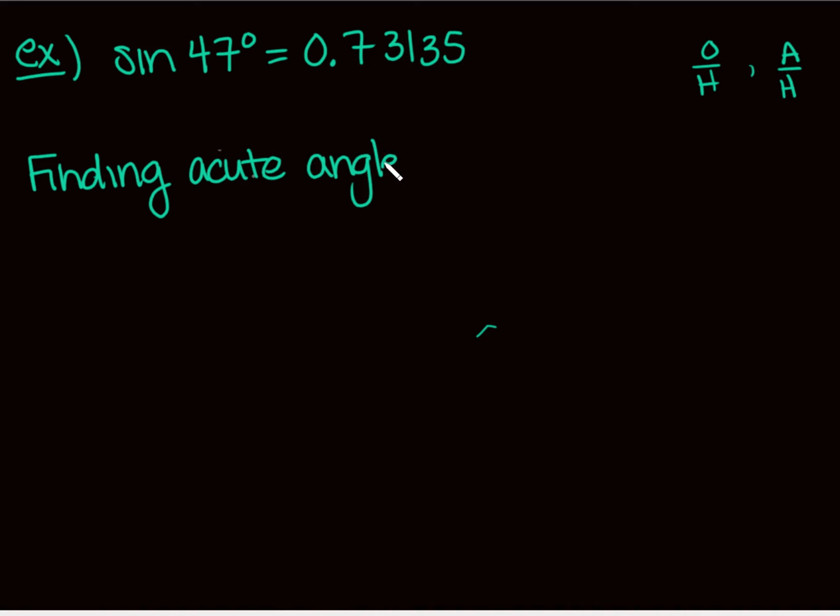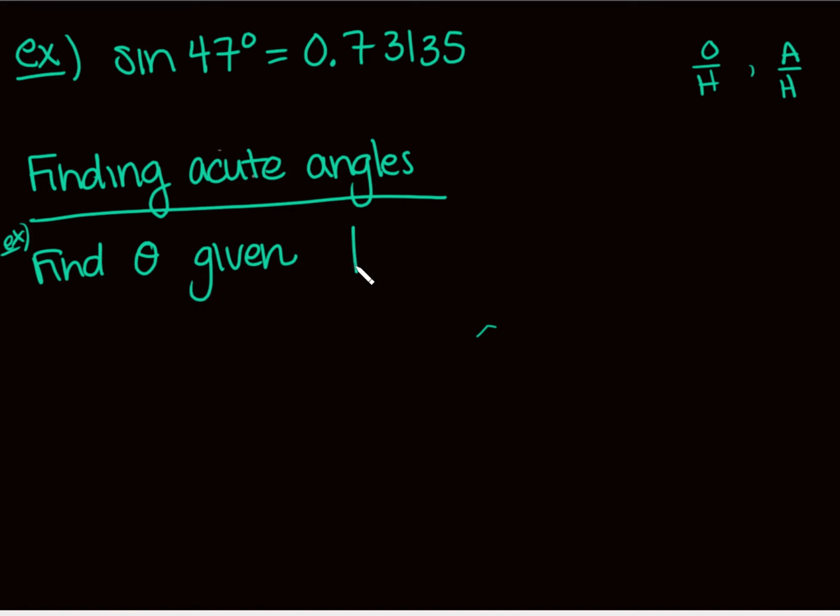Given that, let's say I want to find theta, this is just an example. I'll show you really quick on the calculator. So find theta given that the tangent of theta is 2.75. Let's figure out what theta is. Look at what this is asking: one angle, when I take the tangent of it, gives me 2.75.